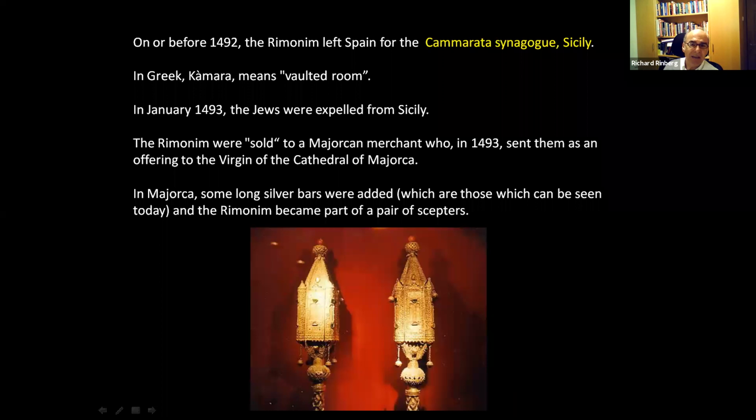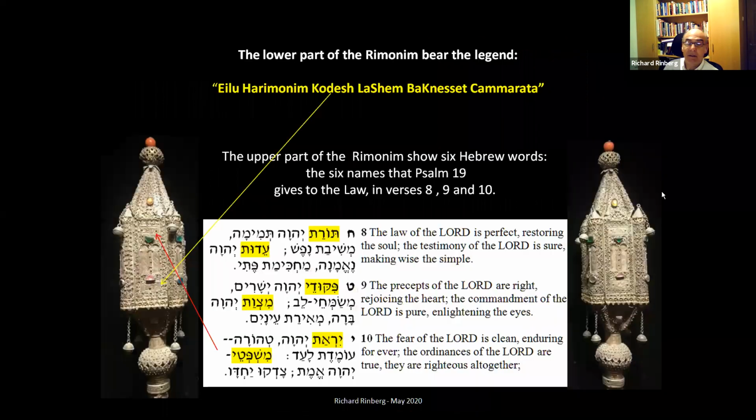And then they add the long silver bars at the bottom. And that's now their scepters. They're used in church services in the church. And they've had offers to buy them out. They won't let them go. And if you look at the bottom of each side of the Rimonim, you'll see the words Elu HaRimonim Kodesh Lashem Bakneset Camerata. So we know where they're from.